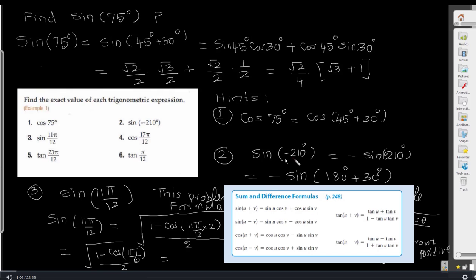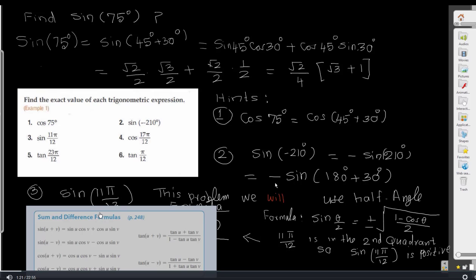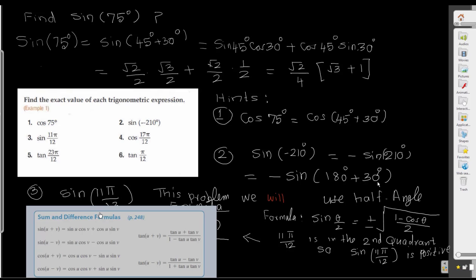And sine of minus 210 degrees, that's the same as, sine is an odd function, negative sine 210. That is the same as sine of 180 plus 30. So that's the same as what, sine in the third quadrant, first, second, third quadrant. So it's going to be negative, negative. So it becomes plus sine 30. All right. Now we need to work on 11 pi over 12.